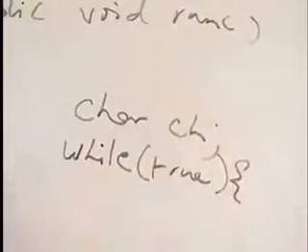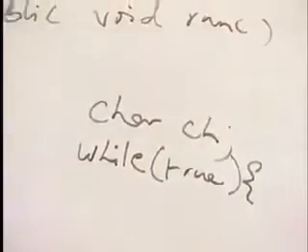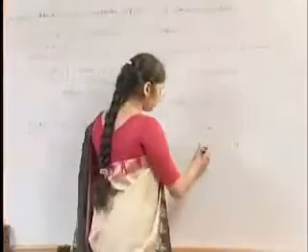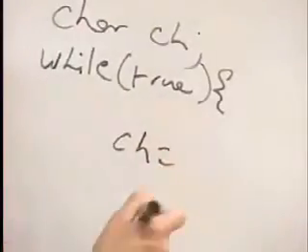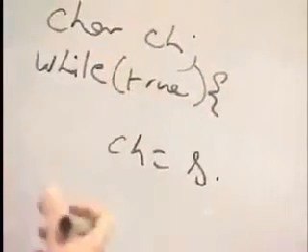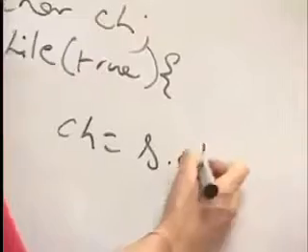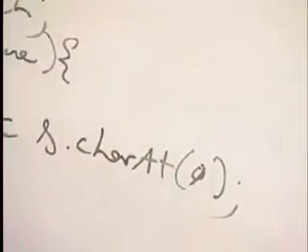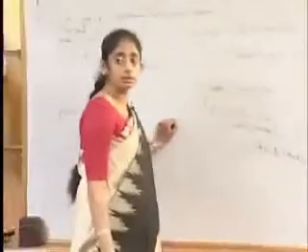We need a character variable because we're going to extract the first character and store it into a character variable, put it into a string. So we say ch is equal to s dot, to extract the first character, charAt(0). You get the first character into ch.